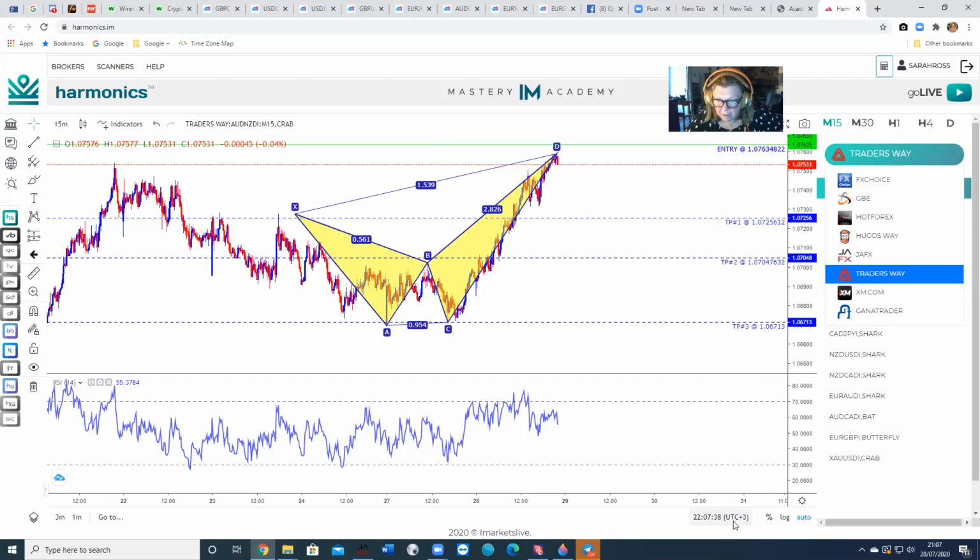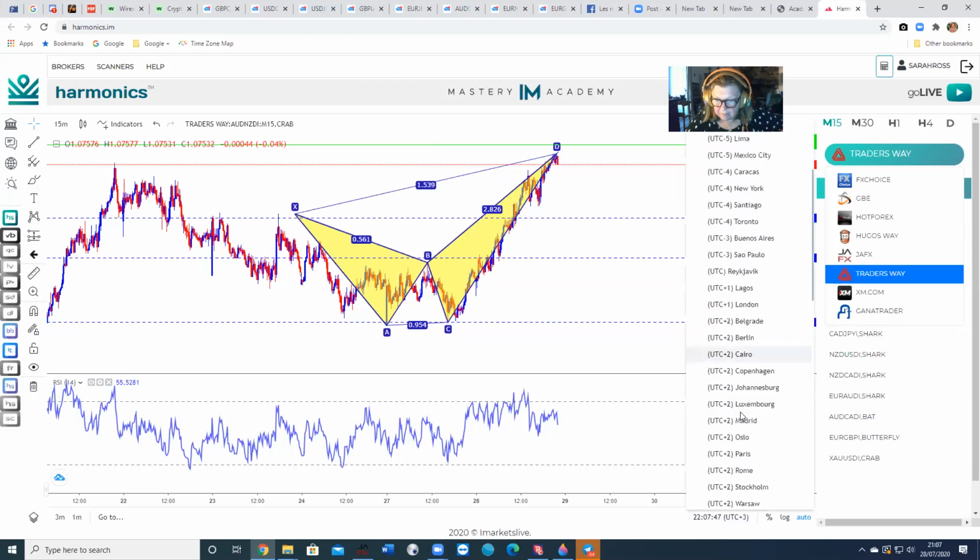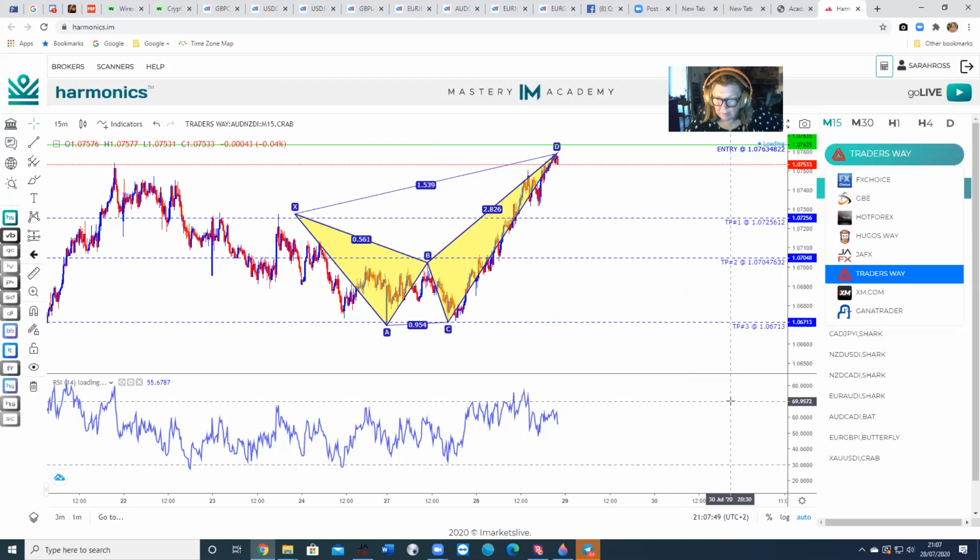So the first thing is make sure that your time zone, bottom right, is the same as your local time zone. I'm outside Paris, so mine is UTC +2, so that does need to be the same as your local time zone. And then whatever scans you're drawing.